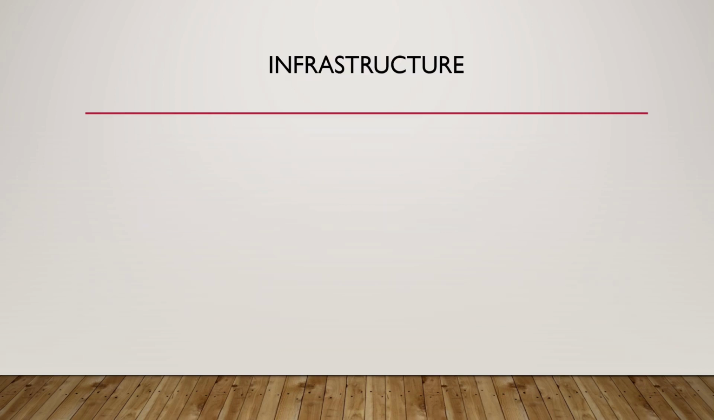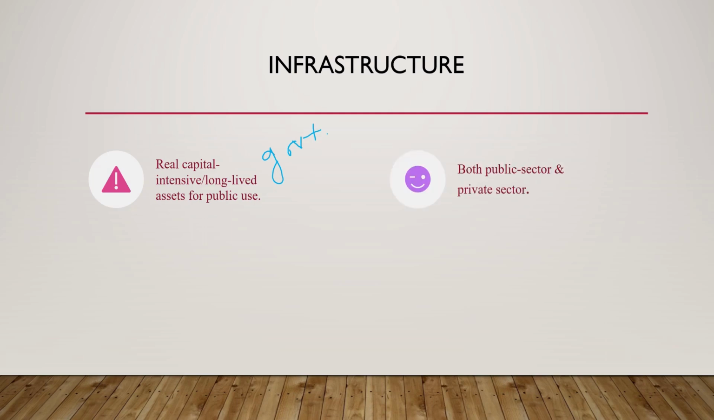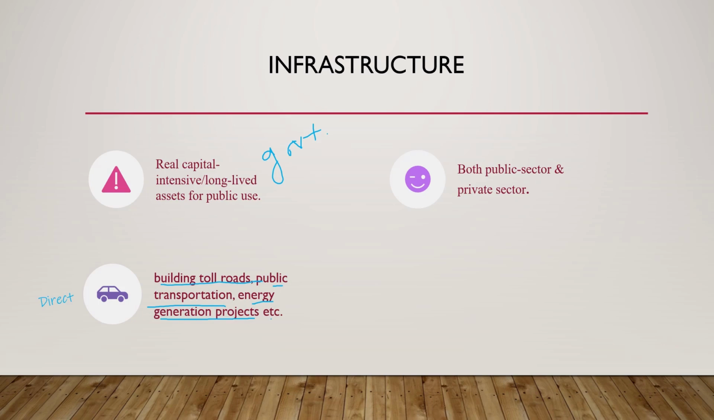Next, we will discuss the infrastructure. What is infrastructure? Infrastructure is real capital intensive, long-lived assets intended for public use. Traditionally, providing infrastructure facilities to the public was considered as a government's business. But of lately, there has been a privatization in this sector as well. Direct investment in infrastructure can be made by investing in projects that are involved in building toll roads, public transportation, energy generation projects, etc. Indirect investment in infrastructure sector can be made through investing in the companies involved in providing infrastructure facilities.